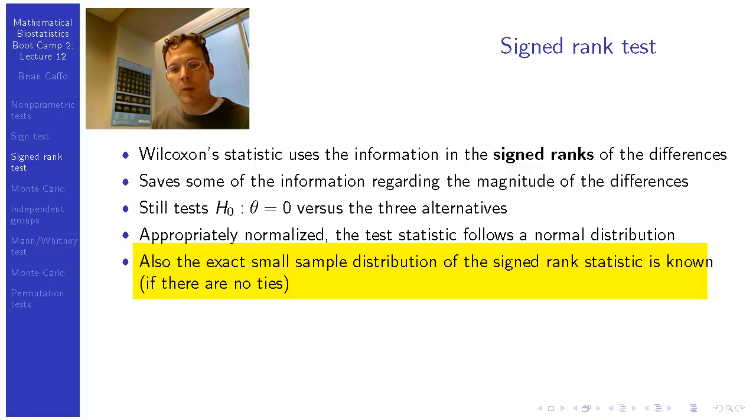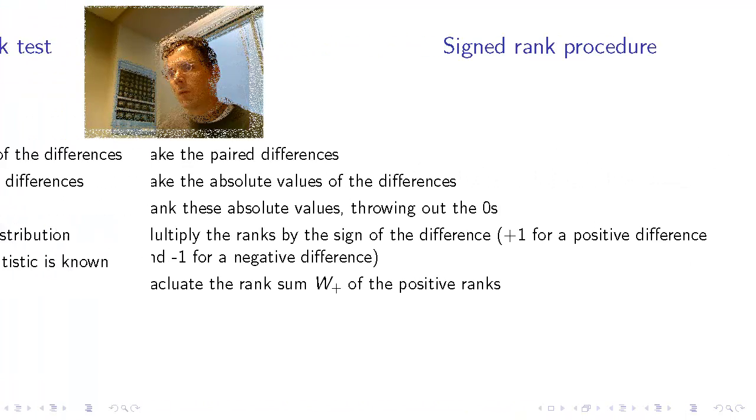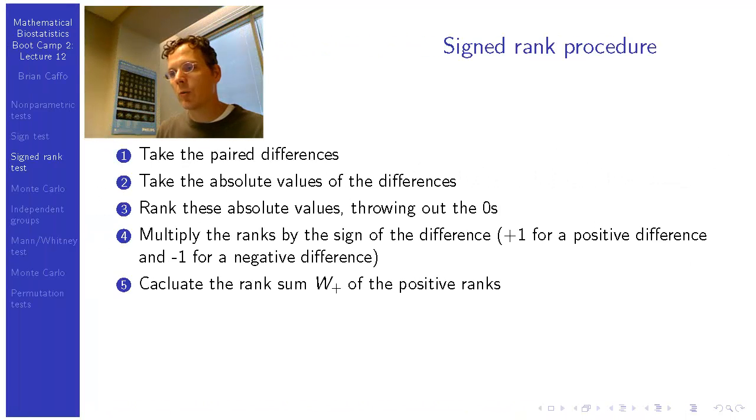The one benefit of the normal distribution in this case is because the small sample distribution is known, we can evaluate how accurate the normal distribution is in general. So it's different than a standard normal distribution where you don't know the exact associated small sample distribution, so you can't tell how well the normal approximation is working. So I would say at least that one aspect of normal approximations in non-parametric tests is a little bit different than normal approximations in general, because we have a much better sense of how well the normal approximation is working. So here's the signed rank procedure.